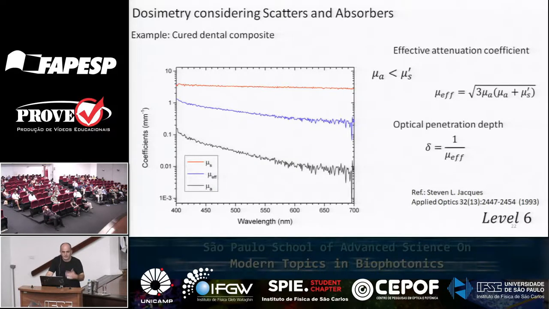Another example is when you consider absorbers and scatterers. Imagine that you have absorption coefficients and scattering coefficients. Here, you are considering that your sample has turbidity. Before, when we employed the molar absorptivity, we were not considering turbidity. Imagine that your sample, the example here, is a dental composite.